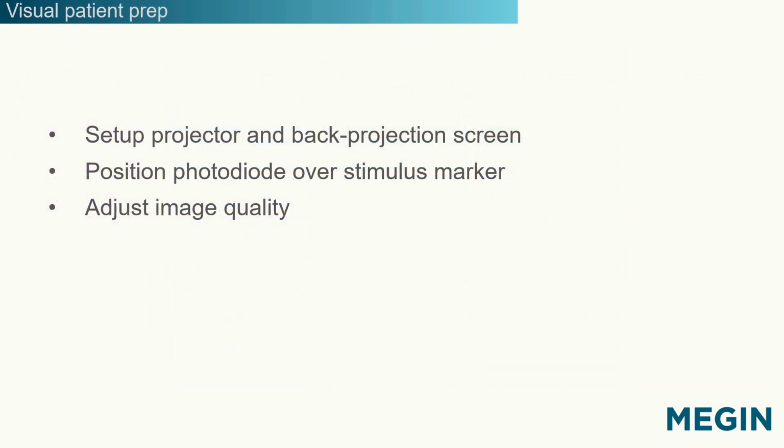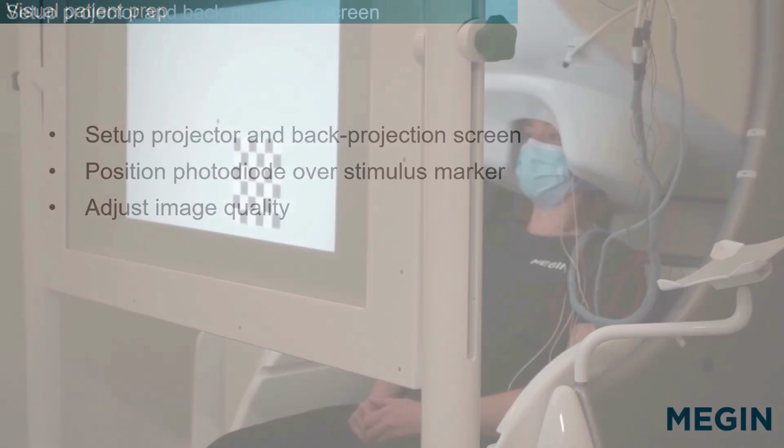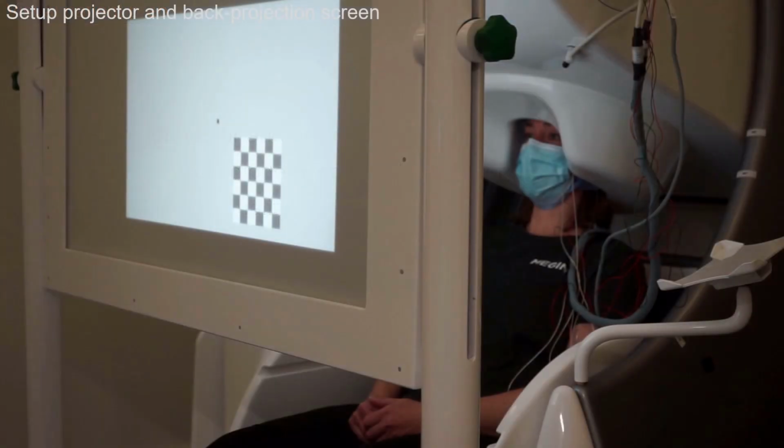Each protocol presented in this series has a specific setup for data acquisition. In the case of visual, we will set up the projector and back projection screen, position the photodiode over the stimulus marker if needed, and adjust image quality. VEF is measured by using the projector, the screen and visual stimuli prepared with the audiovisual stimulus delivery system.